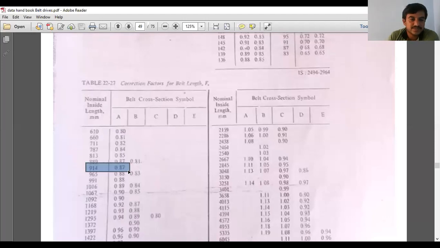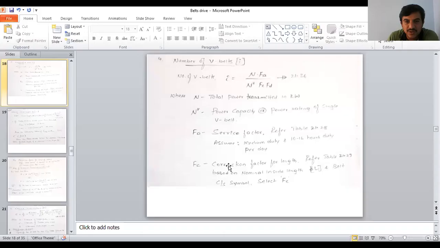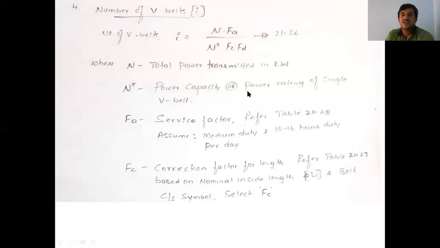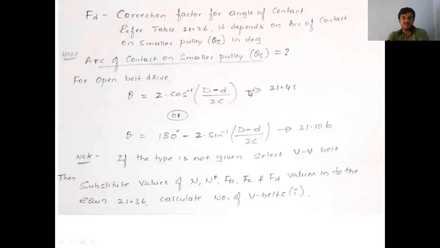Okay, so that is how to take the values from the table. Then FC is over. After the FC, what is the next one? FA we calculated, FC also we calculated. The next one is FD. What is FD? It is also one of the correction factors, the correction factor for angle of contact.